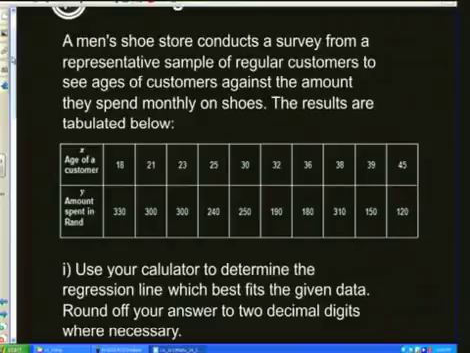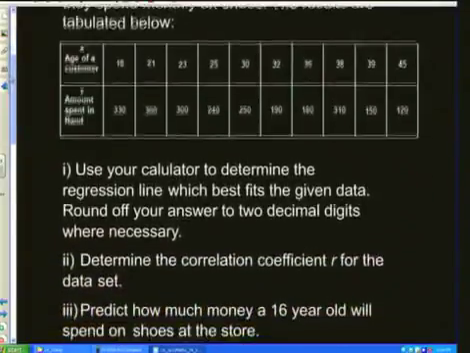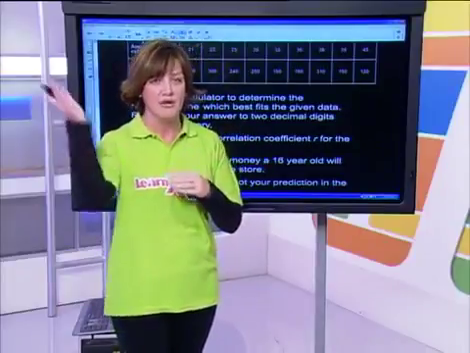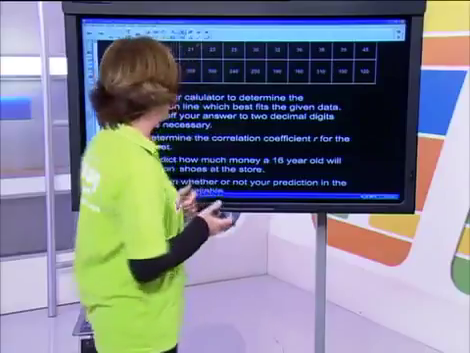Okay, so we've got this table. Very quickly, age of customer: if I've got 18 years old, they're spending about 330 Rand on shoes, 21 years old, 300 Rand on shoes, and so on. First thing you're going to do is use your calculator to determine the regression line which best fits the given data. Take notes of that, guys, because I'm going to teach you shortly how to find that equation that represents the line of best fit, okay?